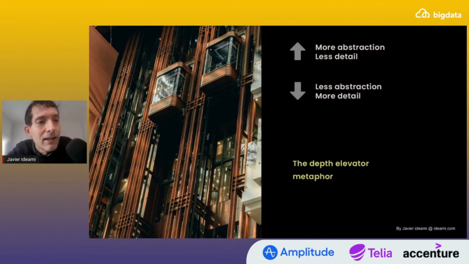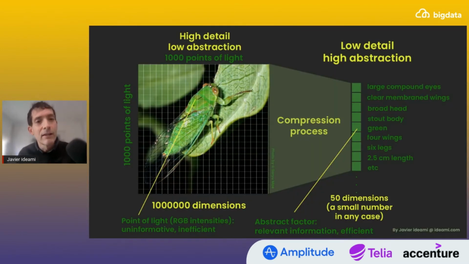Another metaphor that I created and that I use very often is the depth elevator metaphor. So you imagine a vertical axis with an elevator, and at the bottom we have high detail, and at the top we have high abstraction. So in our human mind, we are constantly moving in this axis. So when you tell me some phrase with language, that is basically a high abstraction, and I visualize an image in my mind, I'm going down to the high dimensionality, from high abstraction to detail, and the opposite, right? We can also look at an image and express it verbally, and go from the high detail to the high abstraction.